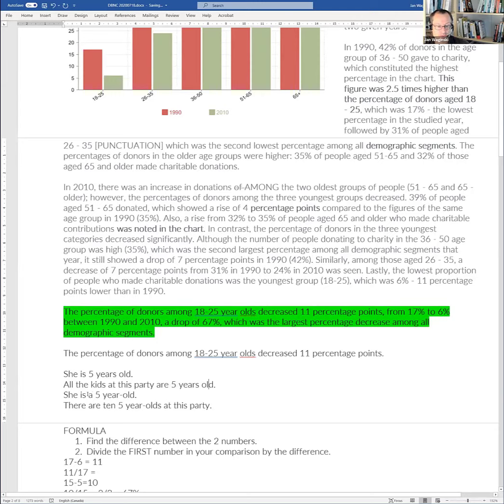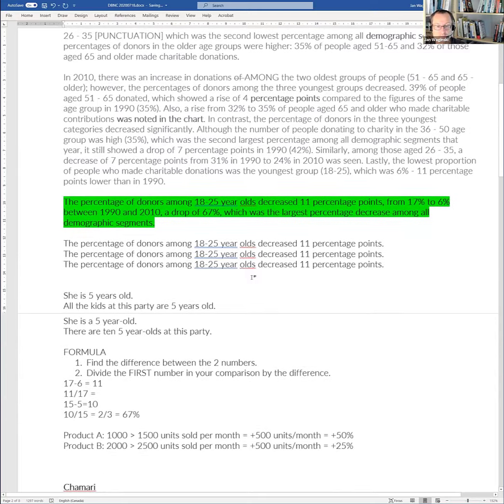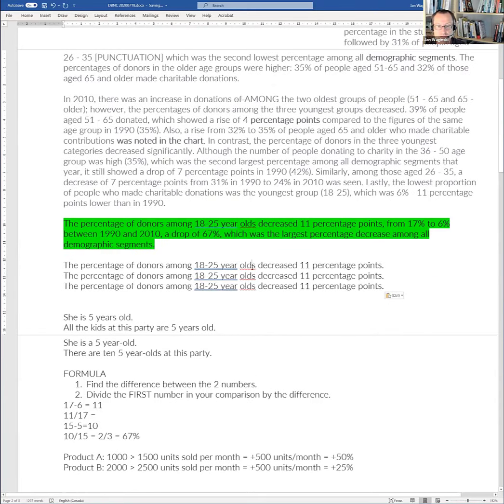But if you say she is a five-year-old, and you want to make it plural, you'd say there are 10 five-year-olds at this party. How many different ways can we describe the age groups here?